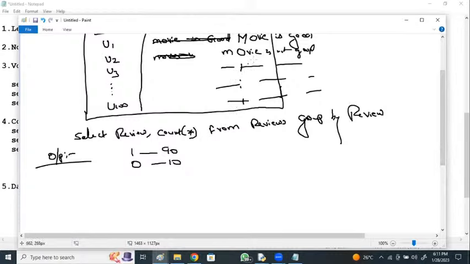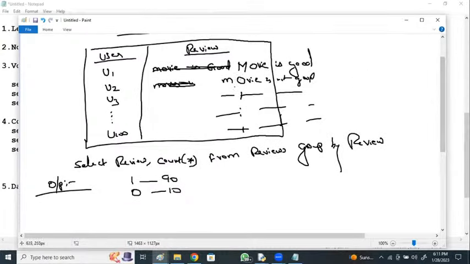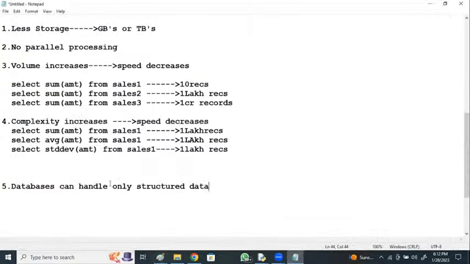Now, can you write an SQL query for this, if they are writing in text format? How many people are saying good, how many are saying it's not good, right? We cannot write a query even based on keyword count. If you want to count based on keyword, it still gives wrong computation, because even "not good" has "good" within it, right? So the major drawback with databases is they can handle only structured data.